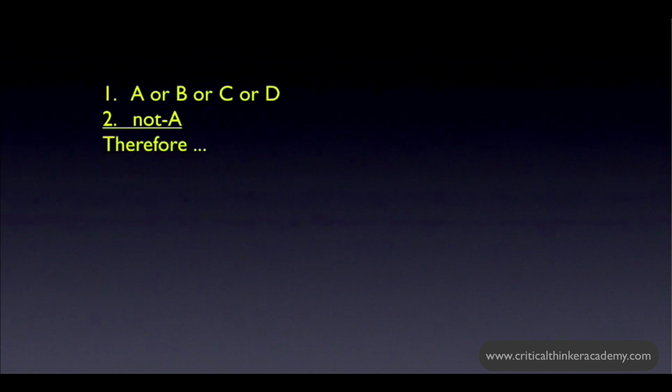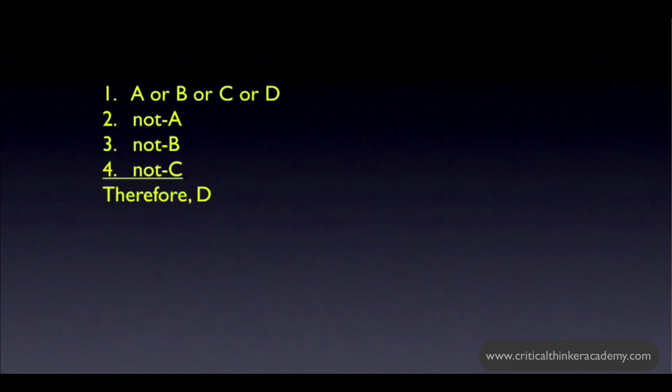So the inference looks like this. Eliminating one possibility just leaves the rest. Either B or C or D must be true. You can only arrive at a single conclusion if you can eliminate all of the remaining alternatives. This is how that argument would look. This is the basic logic behind any reasoning based on a process of elimination.